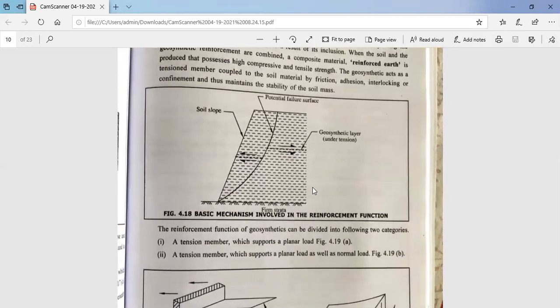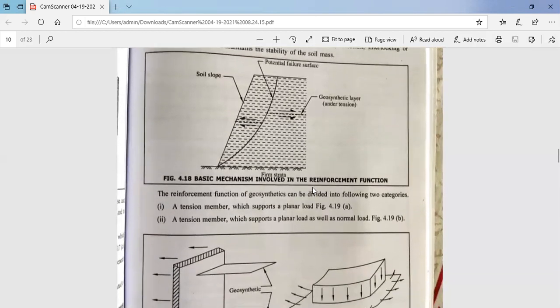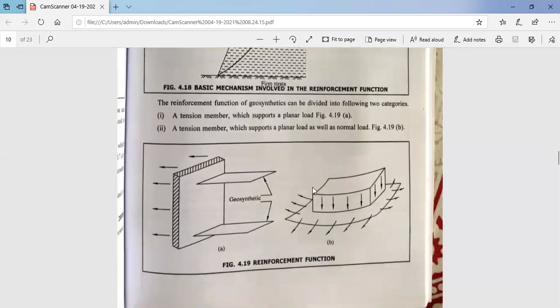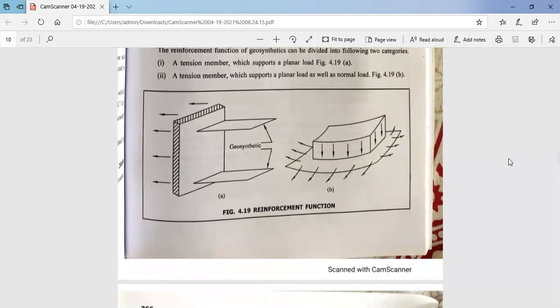These are the basic mechanisms involved in the reinforcement function, as you can see in this figure. The reinforcement function of geosynthetics can be divided into the following two categories: a tension member which supports a planar load, and a tension member which supports a planar load as well as a normal load, as you can see in this figure.